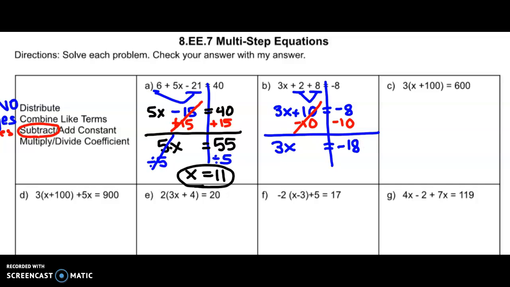So now I'm on my last step, and it looks like I either have to multiply or divide the coefficient. It looks like it's being multiplied, so I have to divide. Oops, I meant to say yes. Yes, I am going to divide the coefficient. That's going to cancel that out, and I'm left with x. And then -18 divided by a +3 is going to be -6.